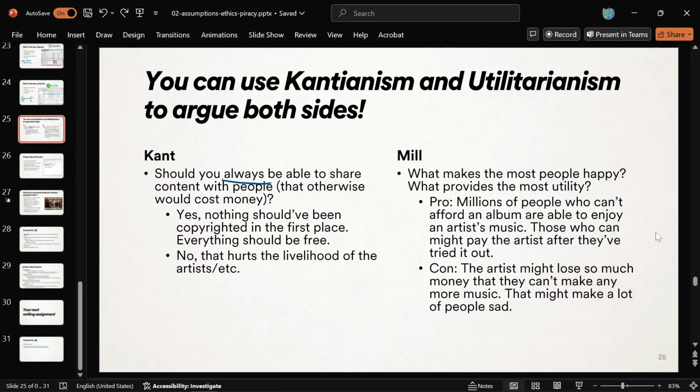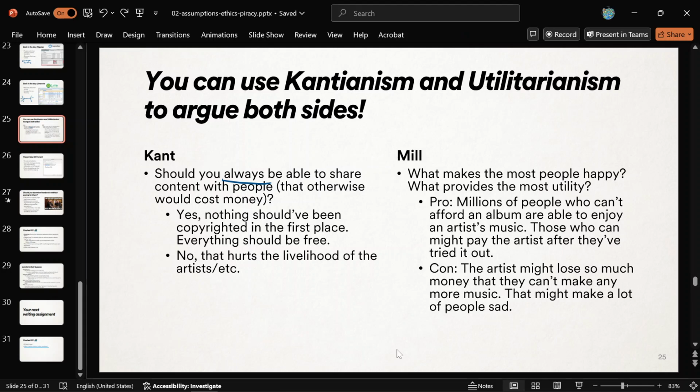You could, again, use utilitarianism to say, no, stealing is bad. You make your pro-con list, and maybe this con wins out. Okay, maybe the artists that we love so much, and everybody's stealing their album, they're gonna lose so much money, that means they can't make any more music, and they have to go get a day job, and that will make all of their millions of fans so sad, and that will decrease total utility so much that it offsets all the people who are stealing.